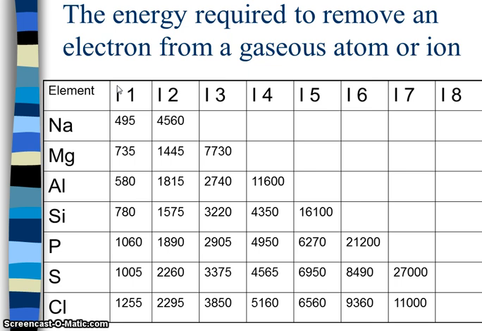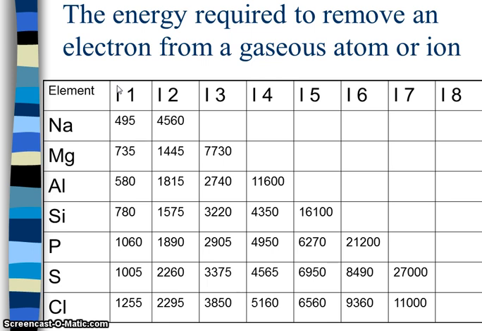Now let's look at aluminum. The energy to remove the first electron is 580. The second electron is 1815. The third electron is 2740. And the fourth electron is 11,600. What we should notice is that our ionization energy is increasing as we go through successive ionization energies.